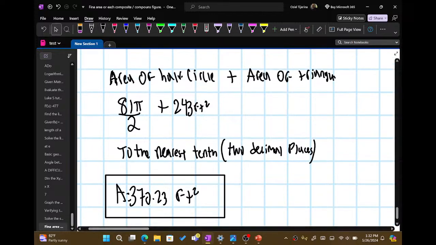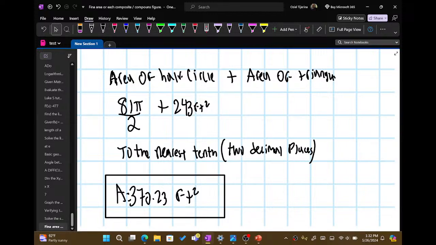So that is the area of this composite shape. Let me press 1 in the chat if that makes sense, if that all made sense to you guys. Or if you have any questions, let me know.